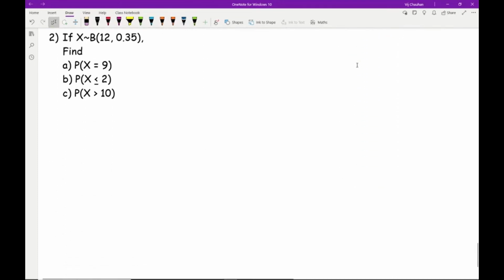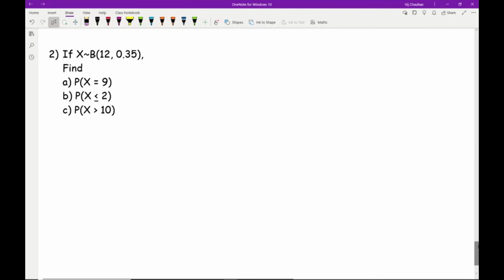So let's have a look at the second example. Here we haven't got a big waffle of a story, but we can get the gist of translating what this question actually is. Here it's binomially distributed. I've got a total of 12 trials, and the probability of success is 0.35. So this is the probability of a success, and the 12 is the total number of trials.